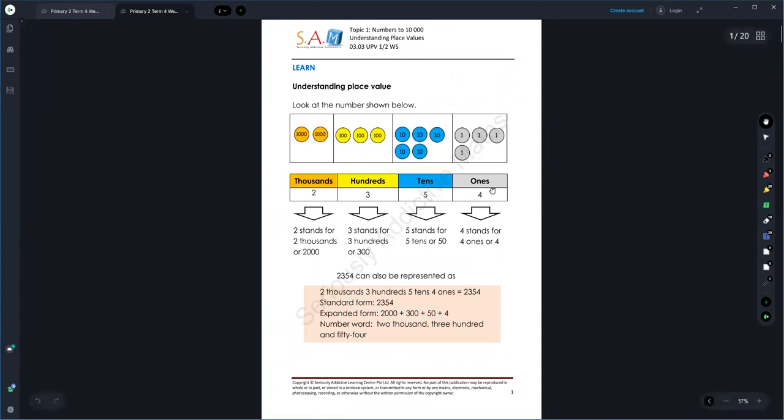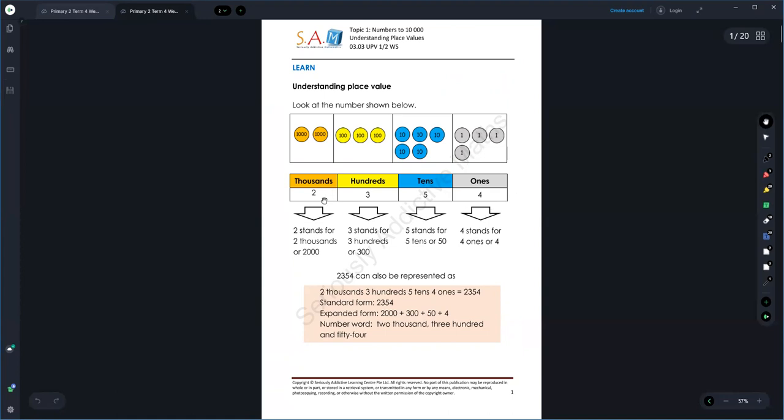Start by refreshing them on the concept of the ones place, followed by the tens place, followed by the hundreds place, and the thousands place is something new to them. All right. So all these are digits, right? There is a number, there's a digit. They need to know that 2,354 is a number.